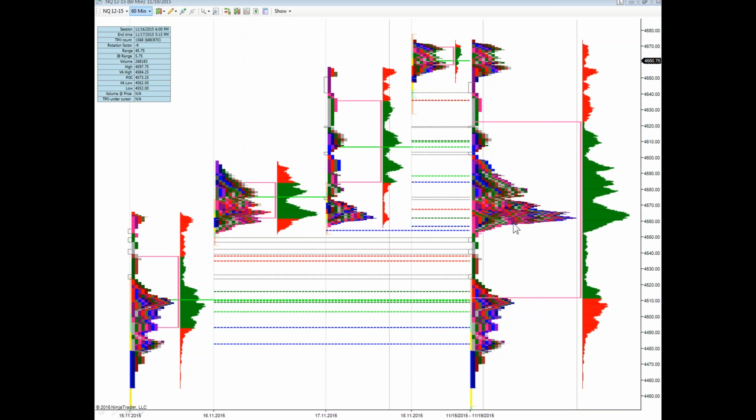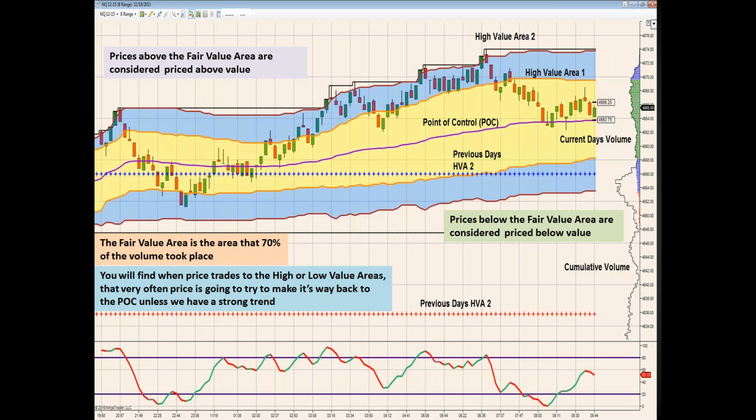But if you were to take something under all of this congestion, you probably would have a good chance of being able to have a nice move down to the next high volume area right here. So this, at a glance, you can get that information. Mainly what we care about are the value areas that are created from the market profile. And I'm going to show you that as well.